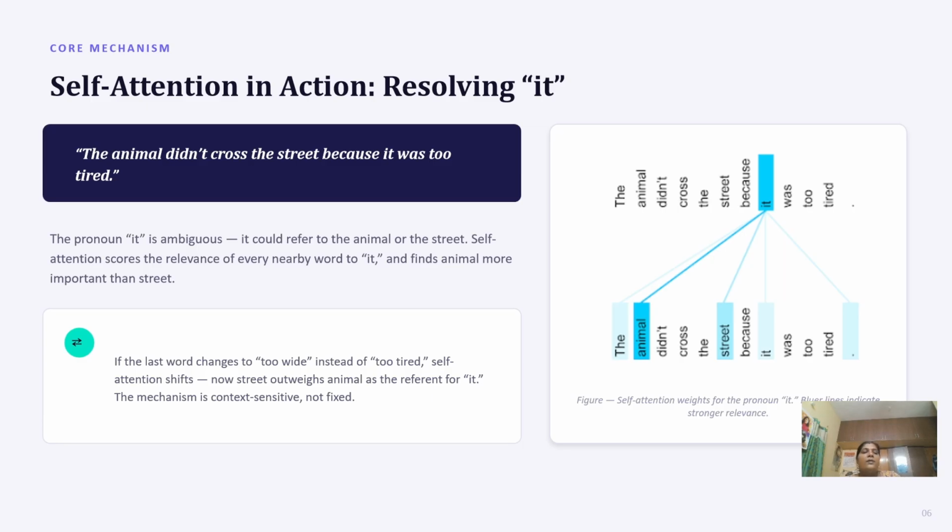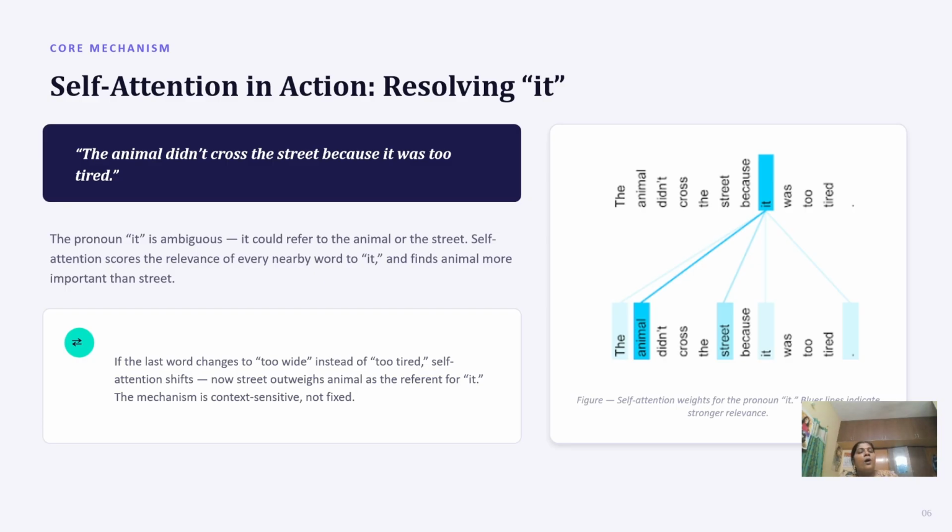So the pronoun here, it refers to the animal or the street. So it is quite ambiguous. The self-attention scores the relevance of every nearby word to it and finds animal more important than street. If we just look at this input sample, that is, the animal didn't cross the street because it was too tired. The it here could denote either the animal or the street. But when you check the self-attention score, the score is more relevant to the word animal than the street.